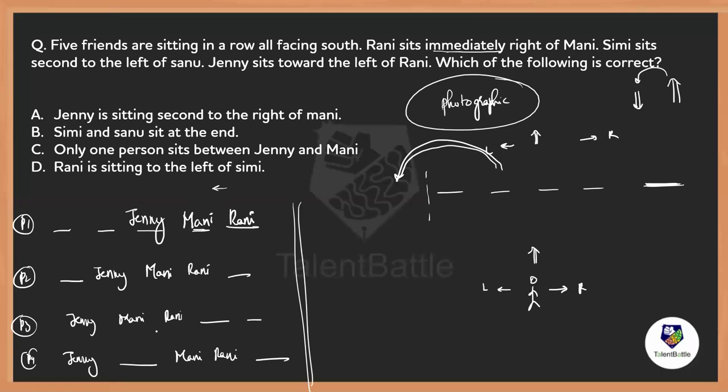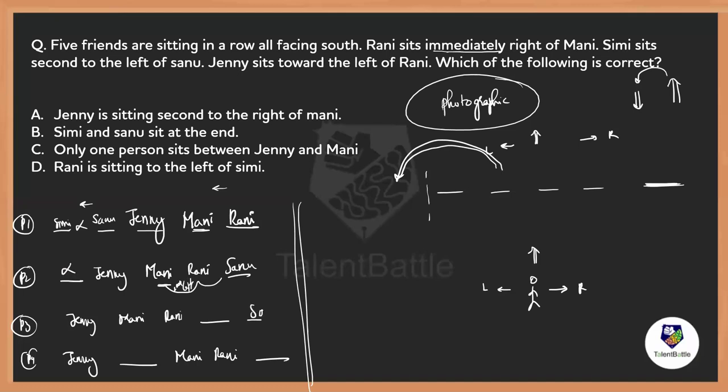But if you observe, everybody, if I take Jenny being left of Rani over the fixed position like this, I'll have multiple. Now let's arrange Simi and Sanu. Simi sits second to the left of Sanu. If I take Sanu here, Simi should be second to the left, but only first left is there, everybody. So this arrangement is not at all possible. Now, if I take Sanu over here, is Simi sitting second to the left? Second to the left means it should be over here, but this position is not possible.